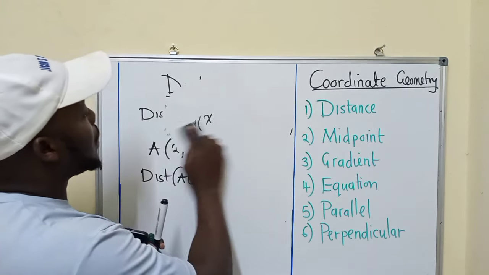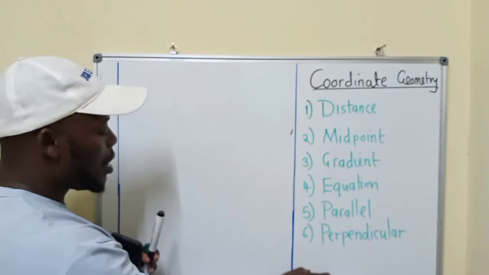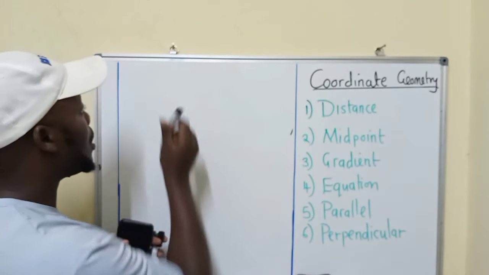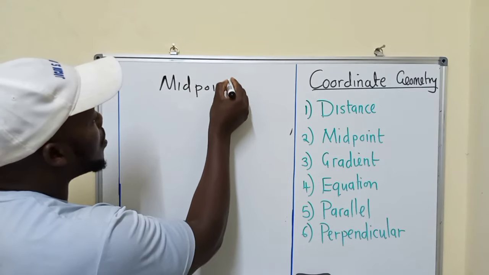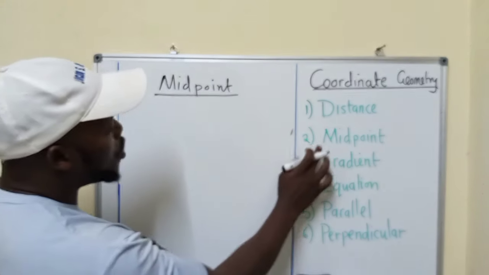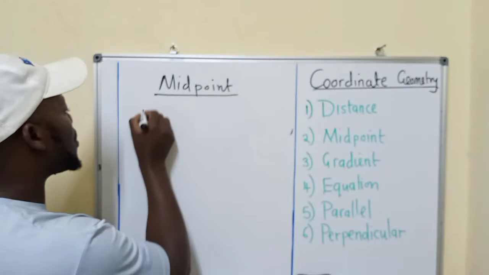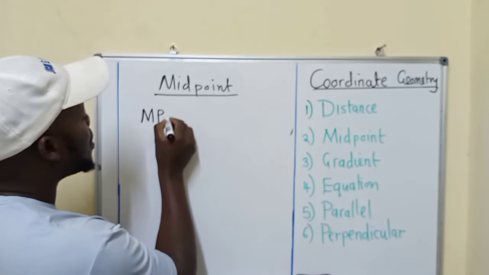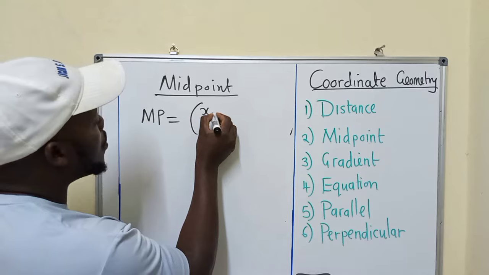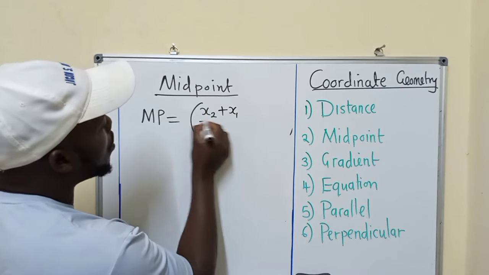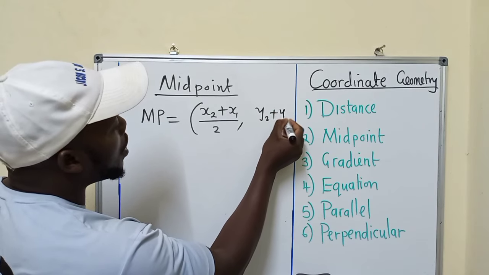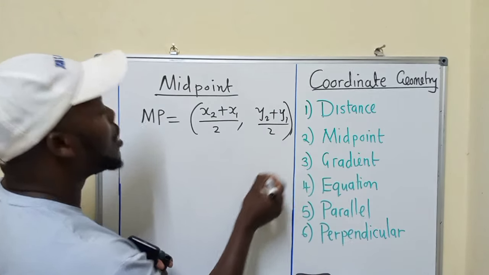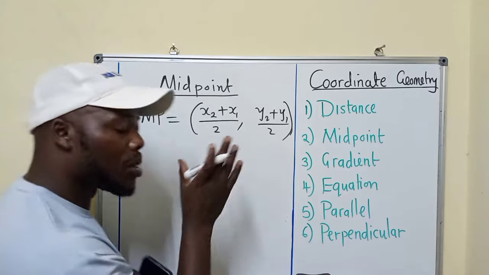So the same thing for midpoint, the first thing is to know the formula. So this is midpoint. You need to know the formula for midpoint. So we shall say midpoint is equal to (x2 plus x1) over 2, comma, (y2 plus y1) over 2. This is the formula for finding the midpoint.